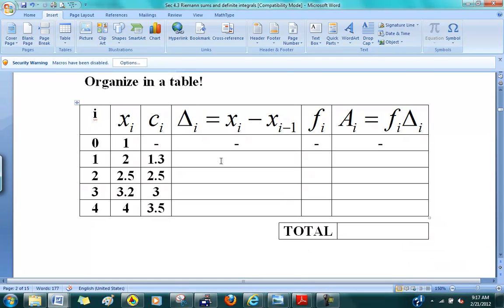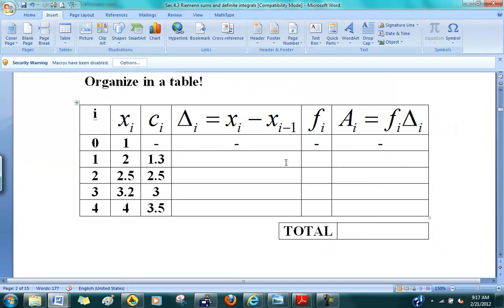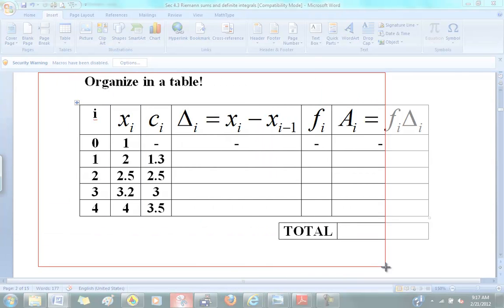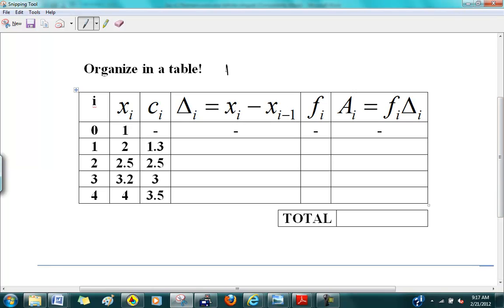Okay, so this quantity here, oh, I need to snip this. So this column here is going to be obtained by taking the difference of two consecutive x values. I want a number here, so I'm going to take the difference of this and this. What's that? 1. Then I'll take the ci value, put it in my function. My function is square root of x. So this is going to be square root of 1.3.